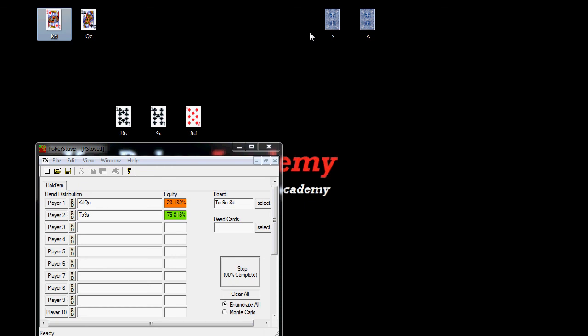On the other hand, if our opponent, instead of having 10-9, had something like 10-4, we've got a lot more equity because now our kings and queens are both outs. So now we've got 40% equity. But if we give them 2 pair, our equity drops significantly to just 22, 23%. All right.